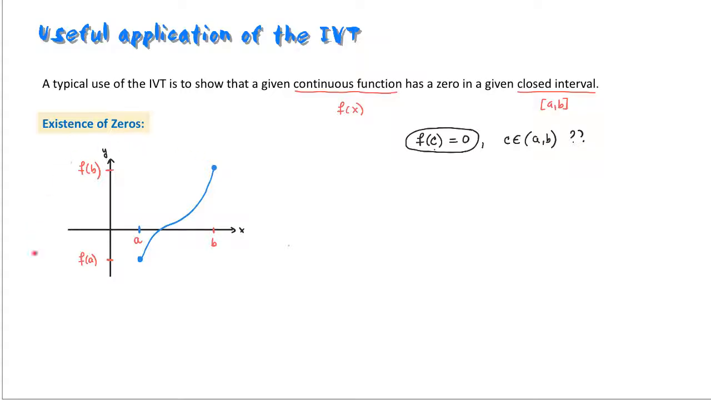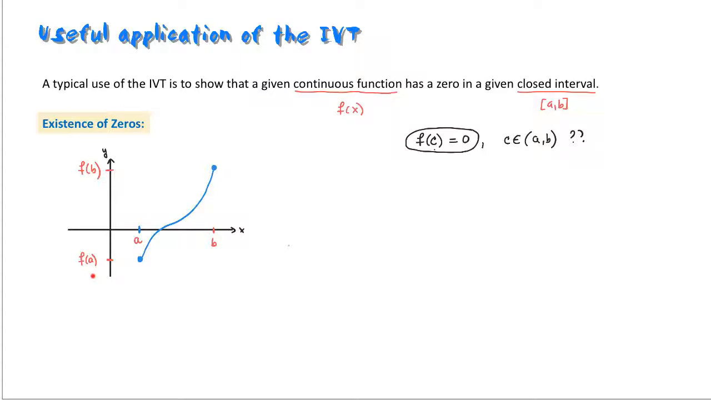Here is the graph of a hypothetical f of x, and look at f of x, it is beautifully continuous right here. So we have continuity and we have a closed interval [a, b]. And look at this right here. Here is f of a. Here is f of b. f of a is negative. f of b is positive.